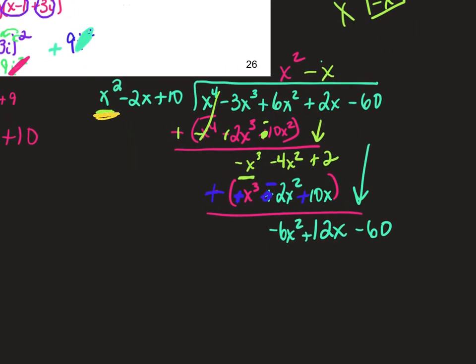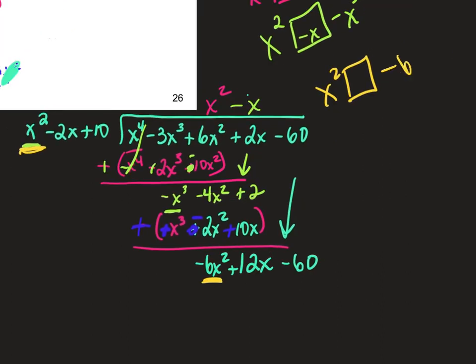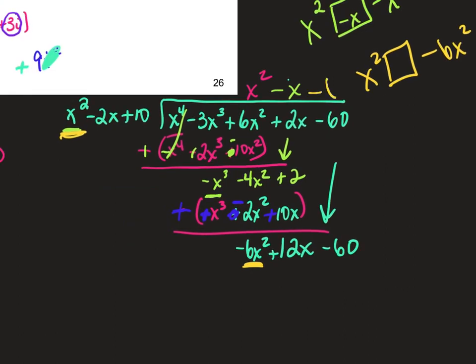So I have x squared into negative 6x squared. So x squared times what gives me negative 6x squared? Negative 6. Get your subtraction ready. Negative 6 times x squared is negative 6x squared. Negative 6 times negative 2 is plus 12x, right? Negative 6 times 10 is negative 60. Before we can subtract, we have to change.